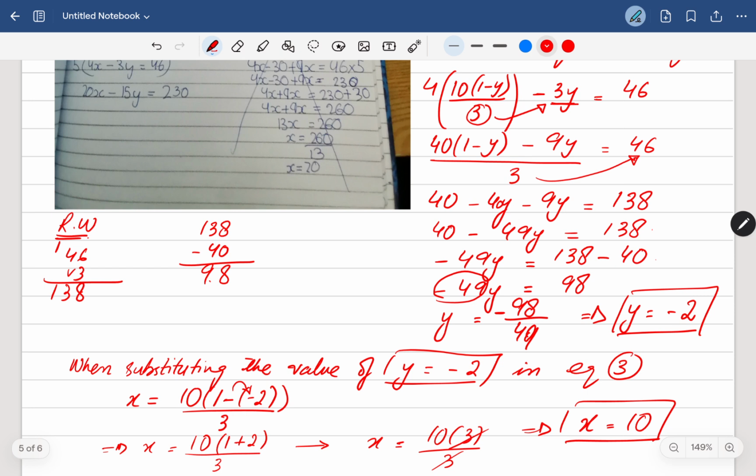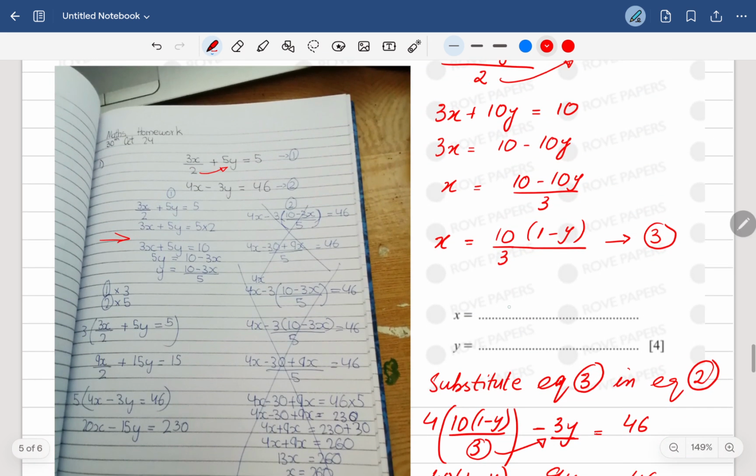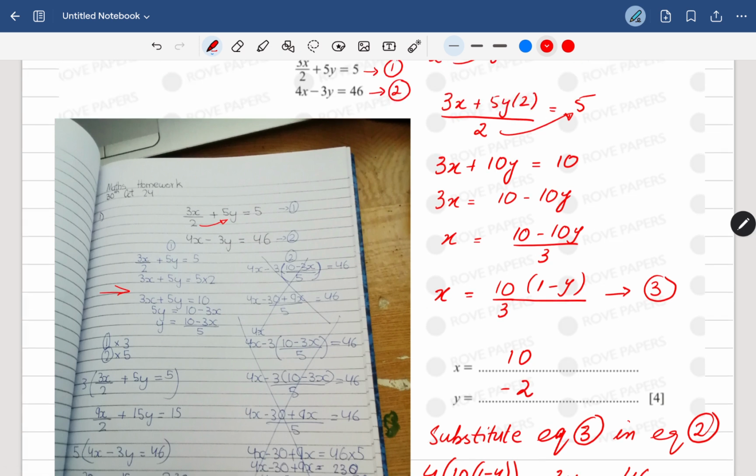So your answer here, you can write it in the coordinates form, which is 10 comma negative 2. These are your coordinates, or you can say the values of x and y. I think I'm clear here. So it will be 10 here and minus 2 here. Okay, if you have any more queries, you can ask me.